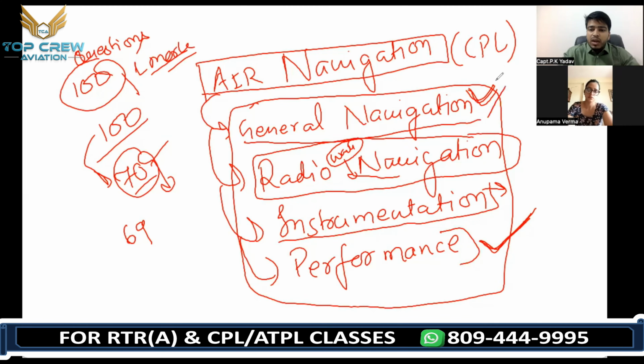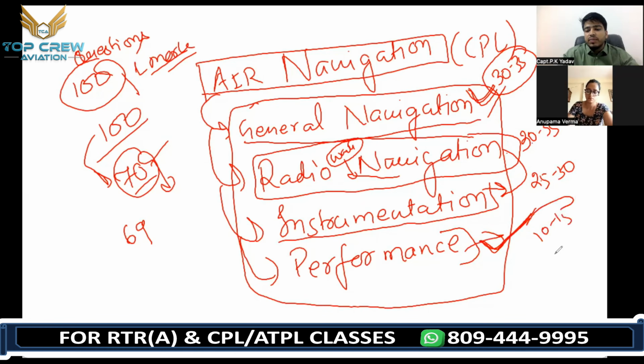You can expect around 30 to 35 marks from general navigation. Radio and instrumentation, if you club them together, again 30 to 35 marks. And this is 25 to 30 marks. So 30, 30, 60, 70, 80. And performance would be somewhere around 10 to 15, maximum is 15.